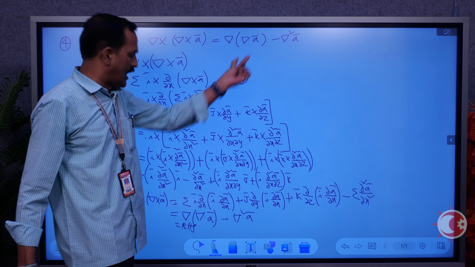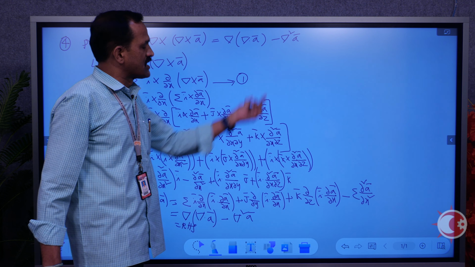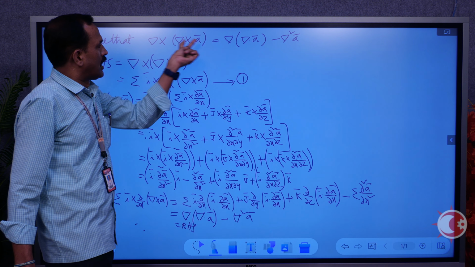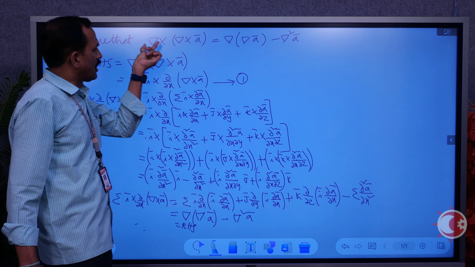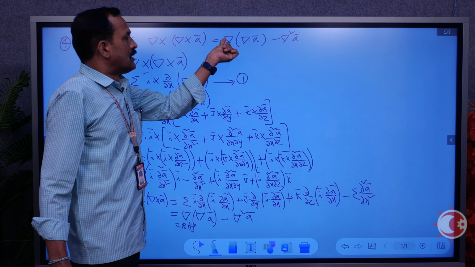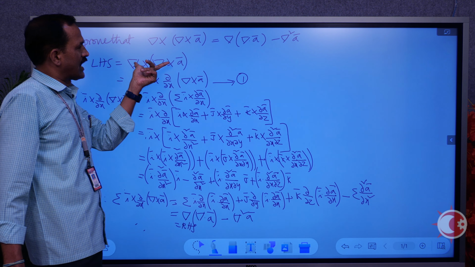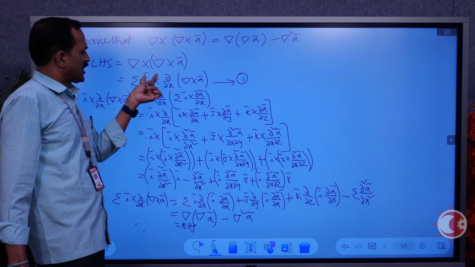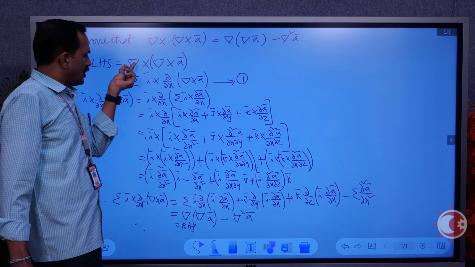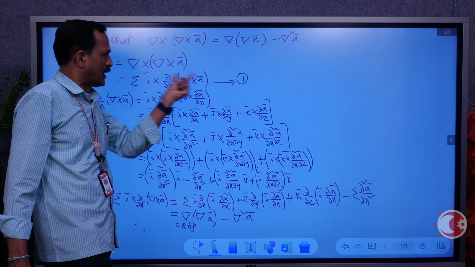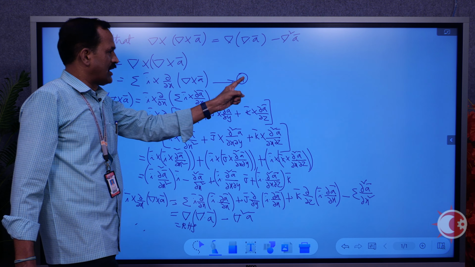So del of del dot a bar minus del square a bar. See that? Curl of a bar. This is curl and this is curl. Curl a bar is equal to grad of div a bar minus del square a bar. So taking that LHS part, applying sigma notation using the definition of curl. So del cross something, sigma I bar cross something dou by dou x of that something part. Sigma of something, let it be 1.